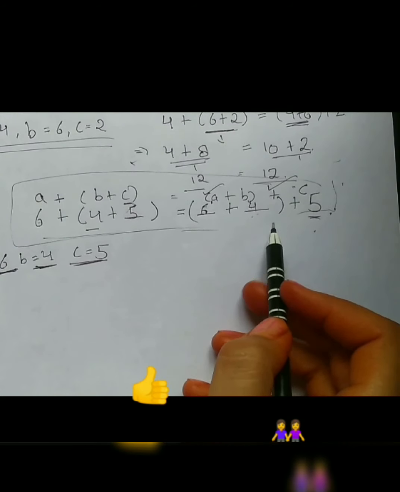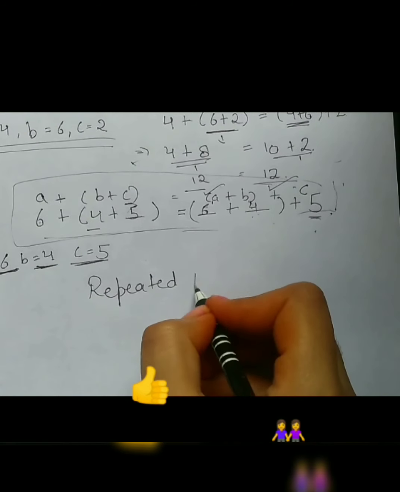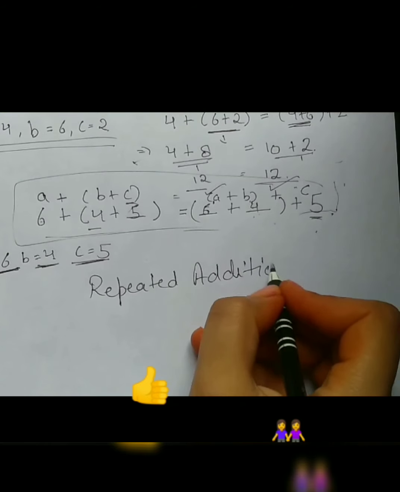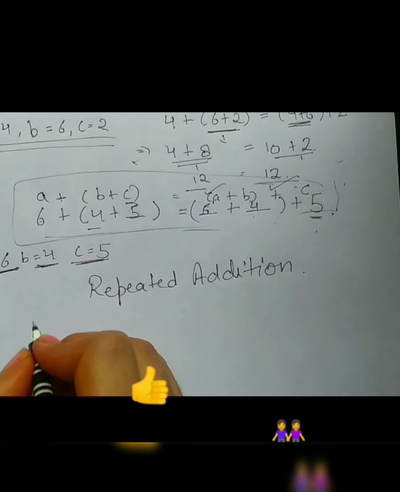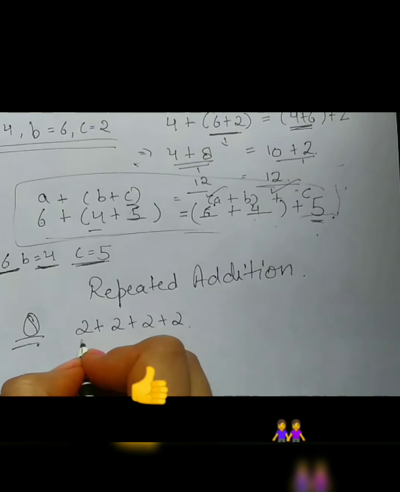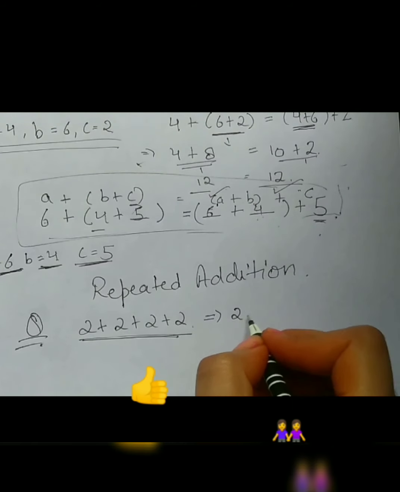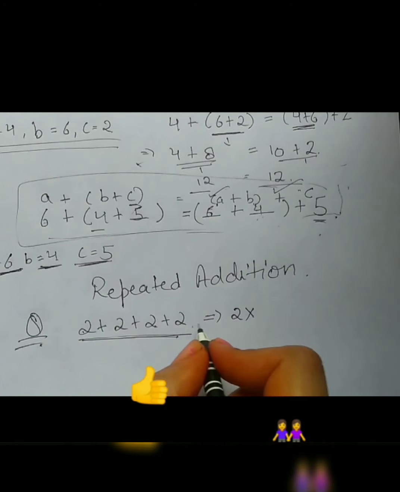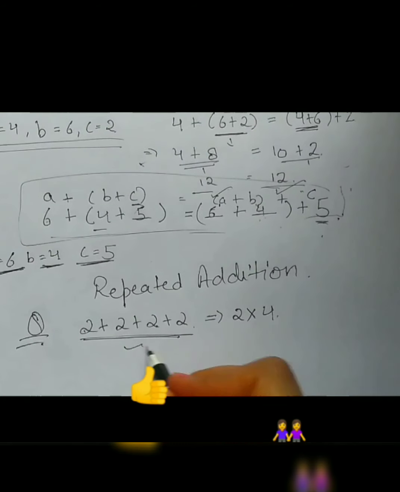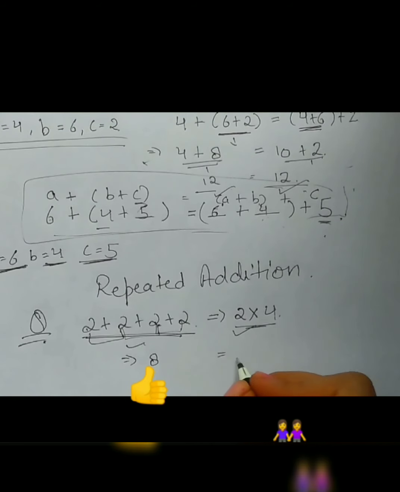There is one more thing called repeated addition. Let's see what this is. Here, 2 + 2 + 2 + 2. Here we are adding 2 four times, which equals 2 × 4. Let's see if this is equal or not. 2 + 2 is 4, 4 + 2 is 6, 6 + 2 is 8. And here 4 twos are 8.